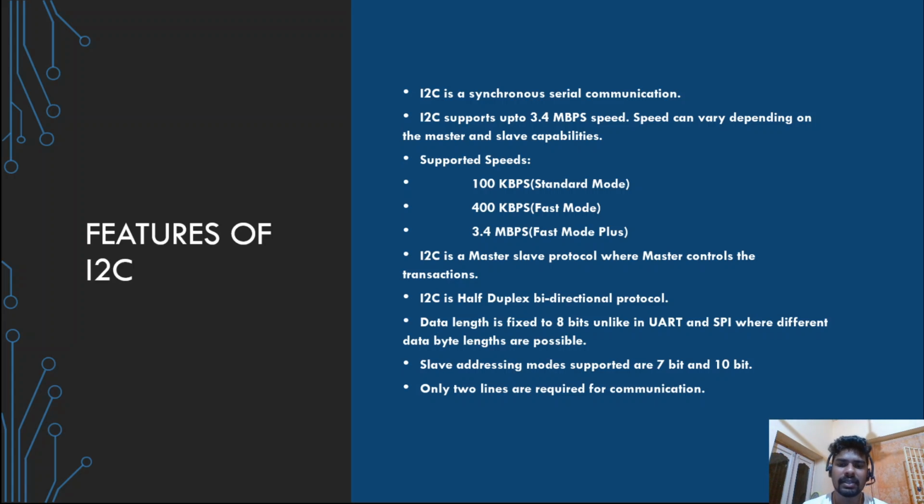Data length in I2C is fixed to 8 bits. So the data is 8 bits in length, unlike in UART and SPI, where the data length can vary from 5 to 16. I2C supports slave addressing, and there are two modes supported. One is 7-bit addressing and the other is 10-bit addressing, and only two lines are required for communication.